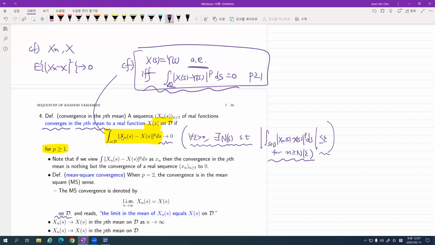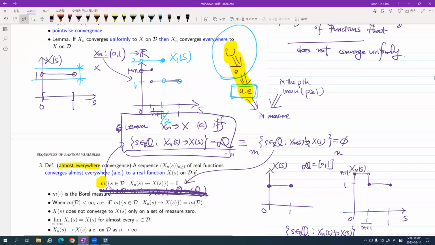And this definition is interestingly different from almost everywhere convergence. The almost everywhere equality and the pth mean type equality were the same when you are talking about two real functions. However, now you change this part to a sequence of functions and just modify these two definitions, and you have totally different definitions of convergence. Now let's see why they are so different.